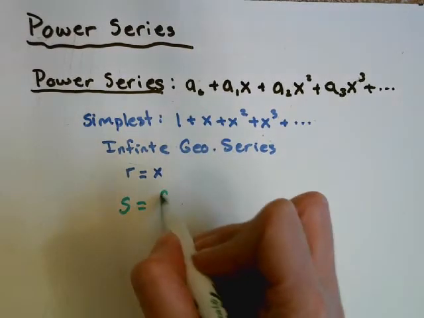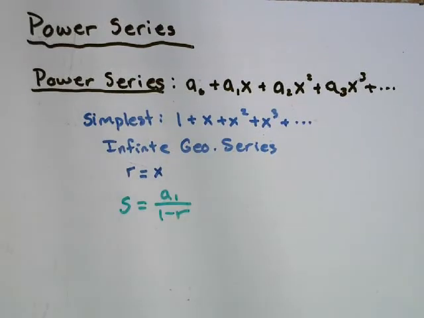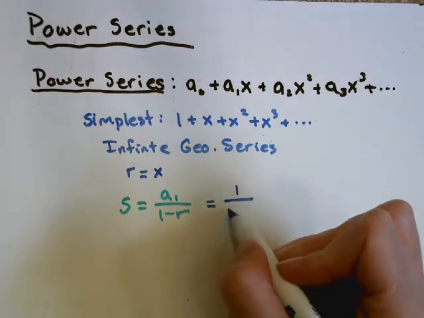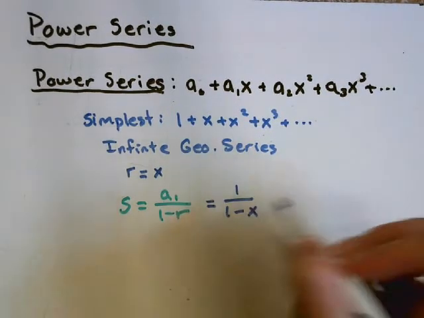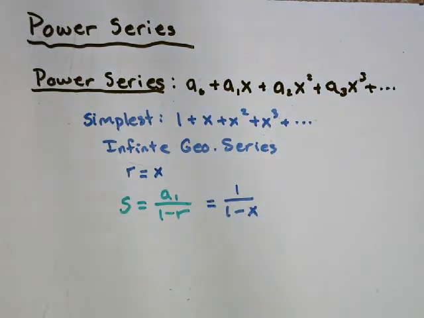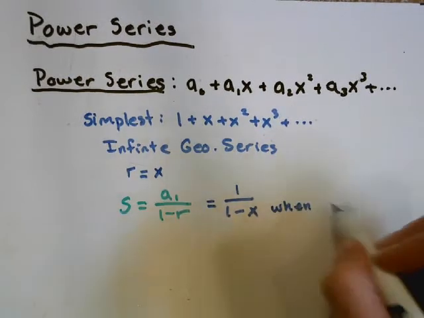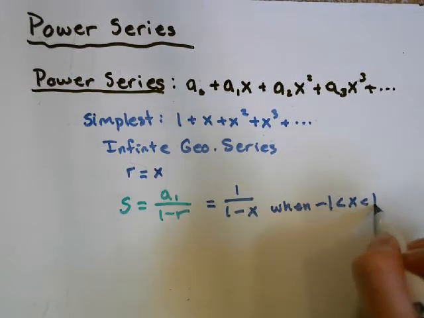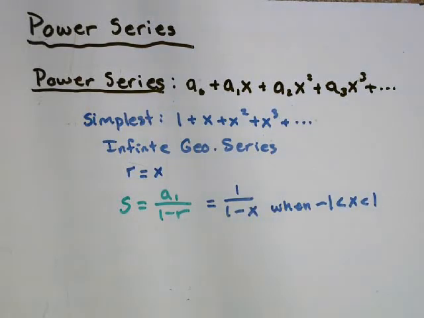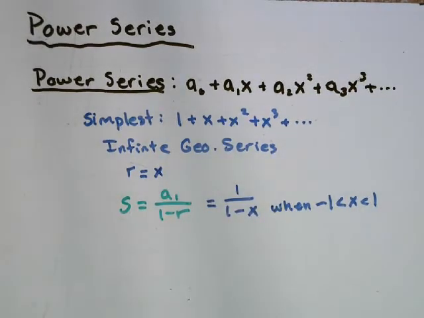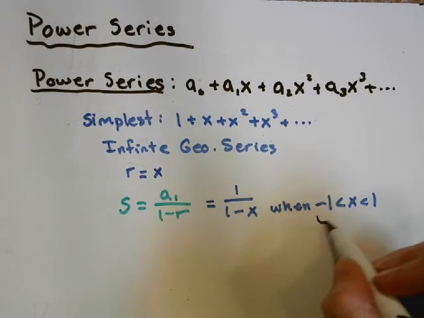So the sum for this series is going to be a1, which is 1, over 1 minus r, which is x. We just have to have the condition that the common ratio, which in this case is x, is between -1 and 1. Okay, that condition, this thing that needs to be met, has a special name when we're talking about power series. The special name we give to this is called the interval of convergence.